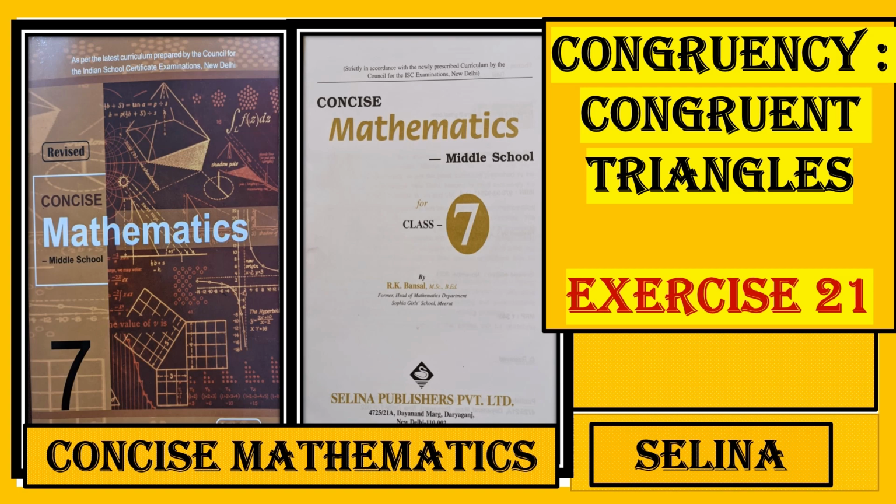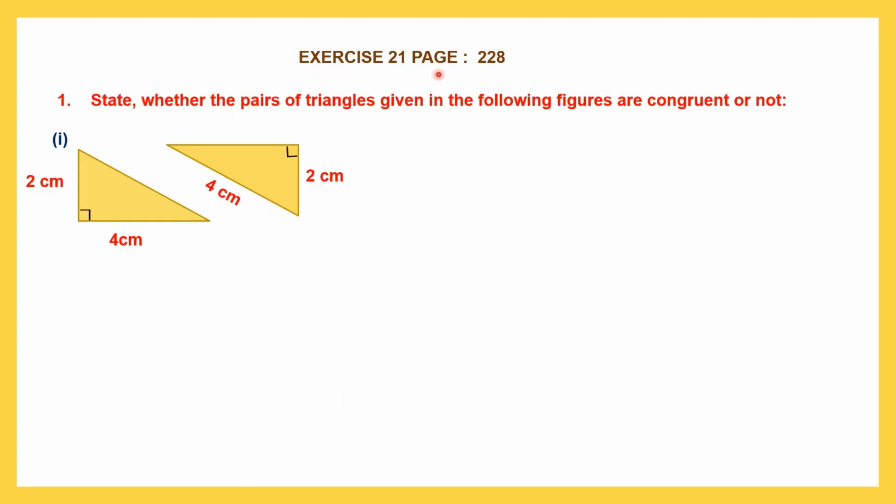Congruent triangles, exercise 21. Exercise 21 is on page number 228. Question 1. State whether the pairs of triangles given in the following figures are congruent or not. So we have many figures, many pairs, and this is the first question where we have a pair of triangles and we are asked whether these are congruent or not.